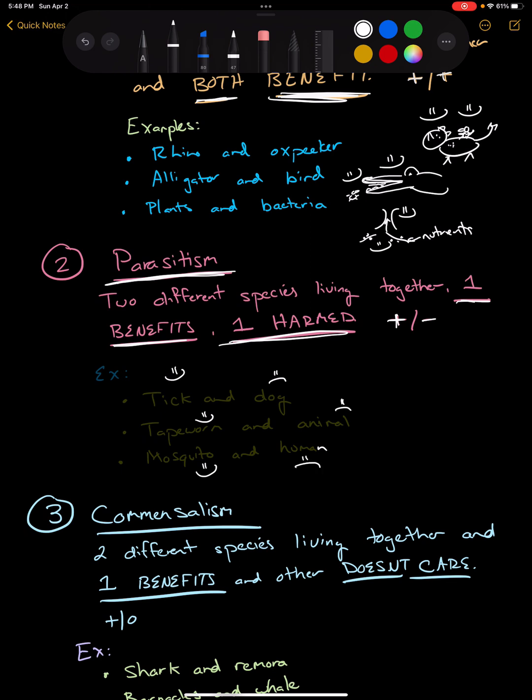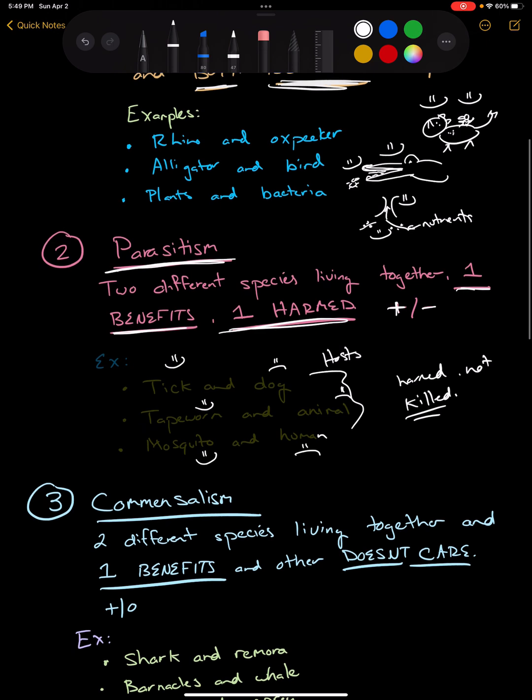The one big thing about this, though, is that they are harmed, not killed. Because if one of these organisms killed their host, like the tick, the tapeworm, or the mosquito, then their nutrients would run out, right? These are usually called hosts. These hosts are usually kept alive, or they want to be, because that means the parasites will keep getting a food source.